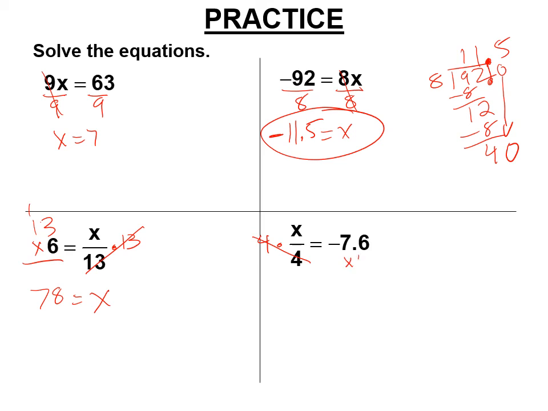X divided by 4 equals negative 7 6/10. So we're multiplying both sides by 4. 4 times 6 is 24. 4 times 7 is 28, plus 1 is 30. And it's going to be negative, and I got to move the decimal once. And so it is negative 30.4 is what x is.